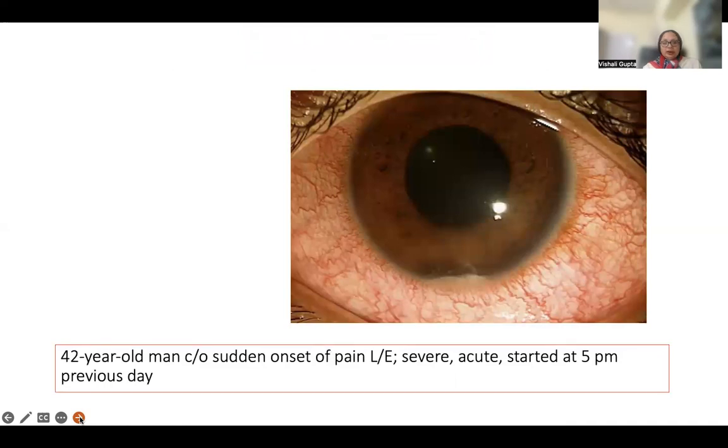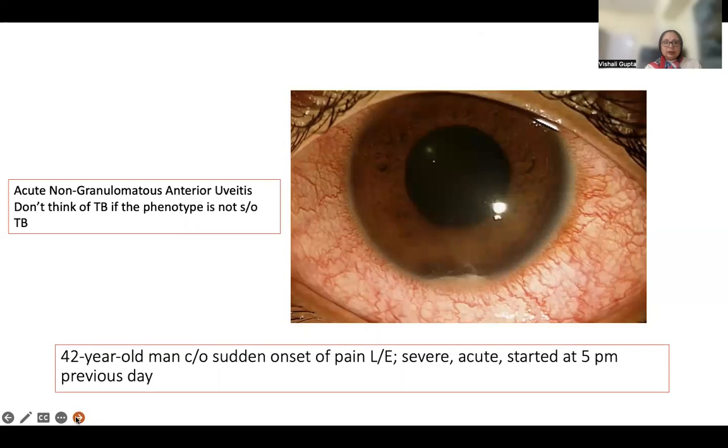We come to another situation of anterior uveitis: a 42-year-old man with sudden decreased vision, severe and acute. The patient remembers exactly the time when it started. When you look at it, there is fibrin, it is a non-granulomatous kind of uveitis, and there is some hypopyon. So it's an acute non-granulomatous anterior uveitis.